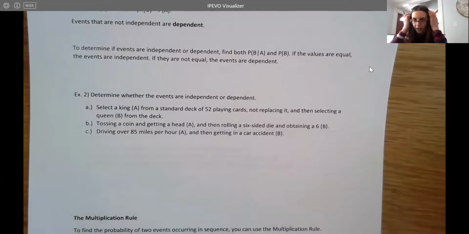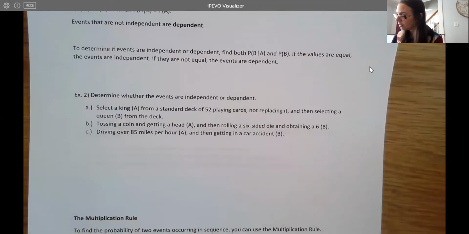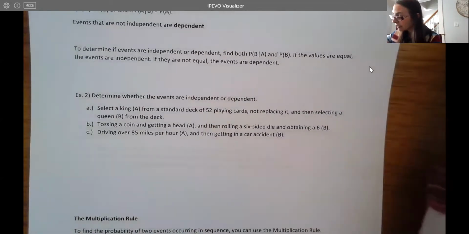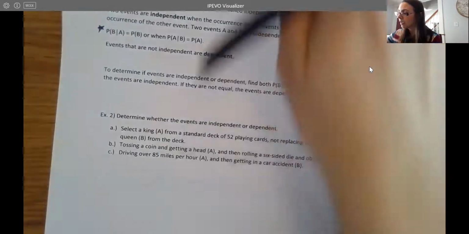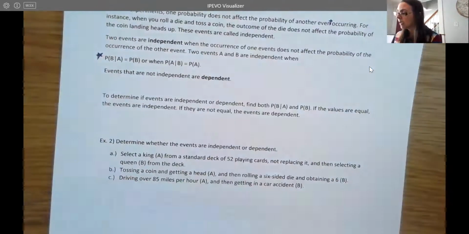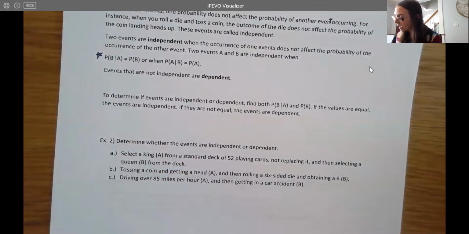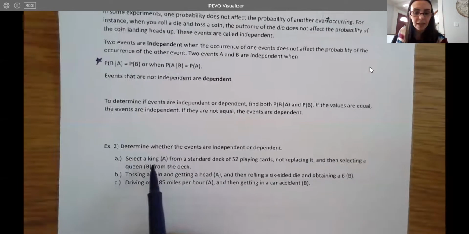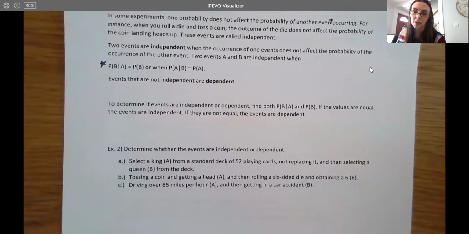All right, so going back to some examples we looked at already. Selecting a king from a standard deck of 52 playing cards, not replacing it, and then selecting a queen from the deck. We already looked at this example, but now we're going to think of it from the idea of independence versus dependence. We're letting A be selecting the king, and B be selecting the queen. Again, we're going in a specific order, which matters a lot in our examples. We select the king first, then the queen. So we're wondering, is there a connection there? Does one affect the other?